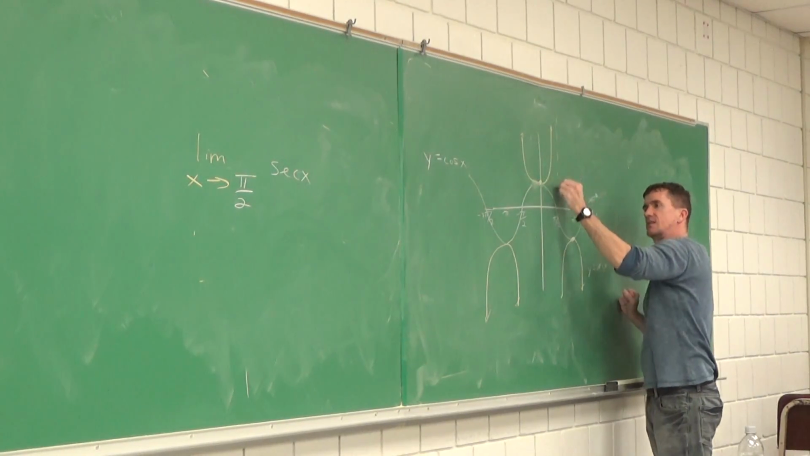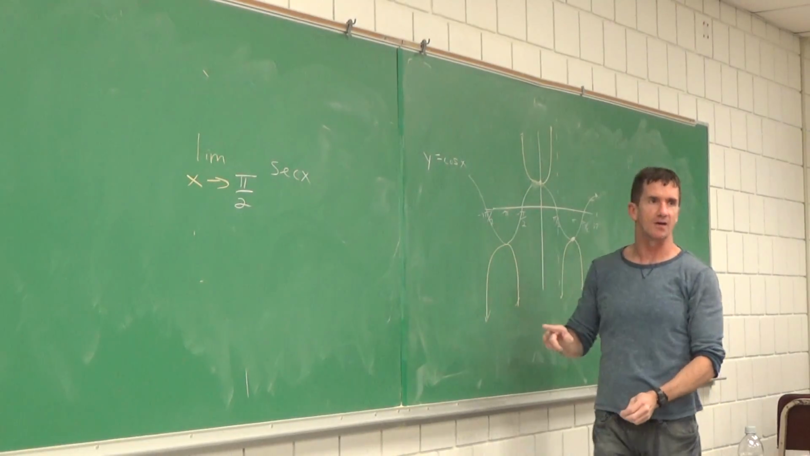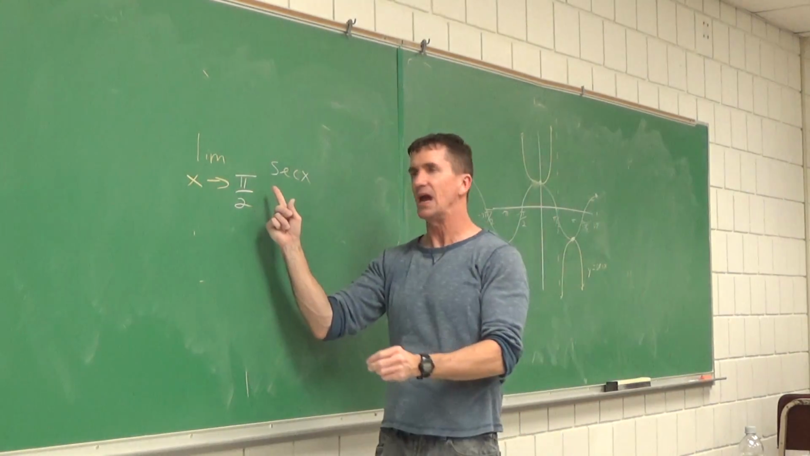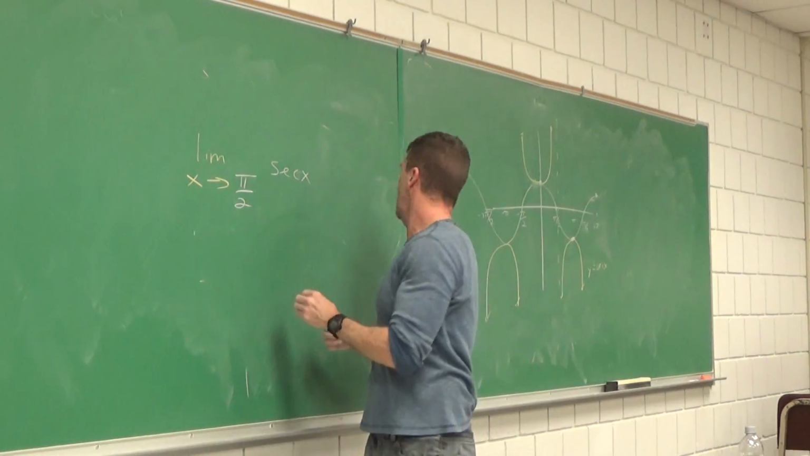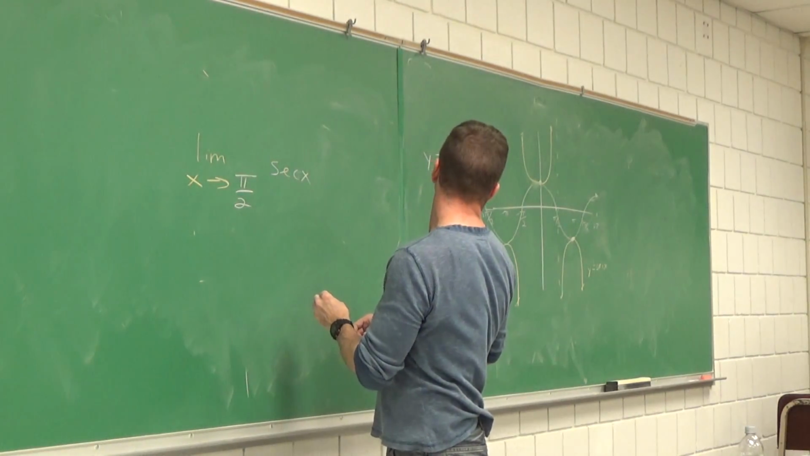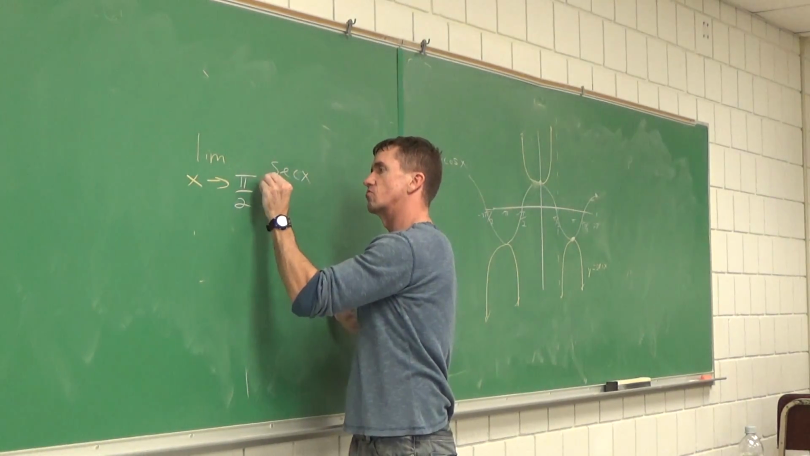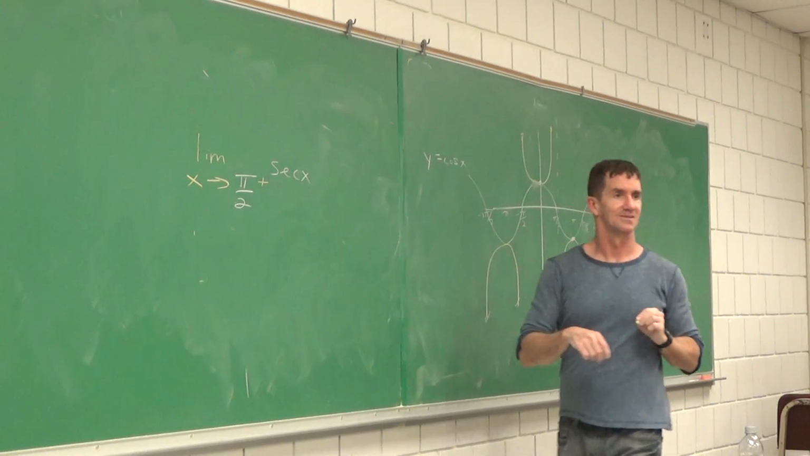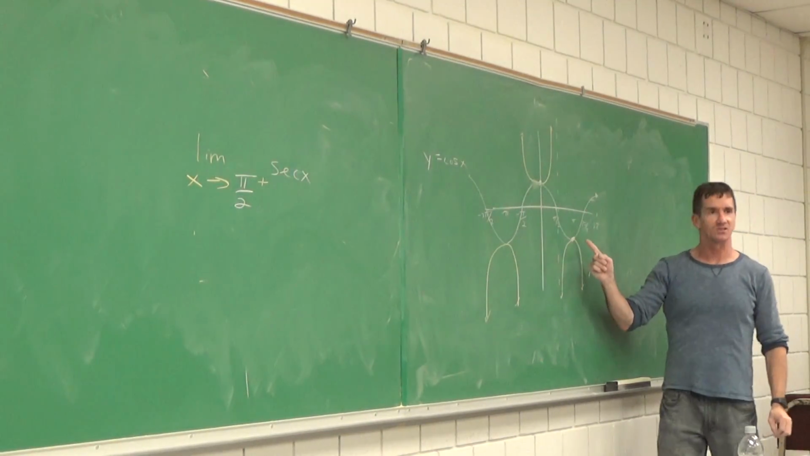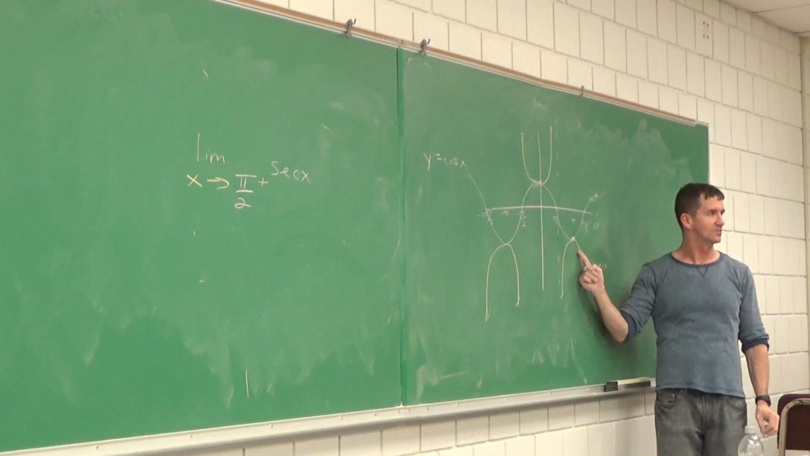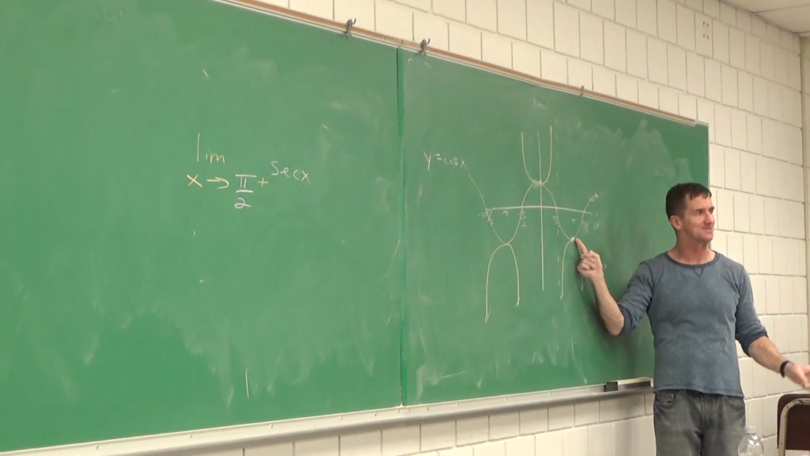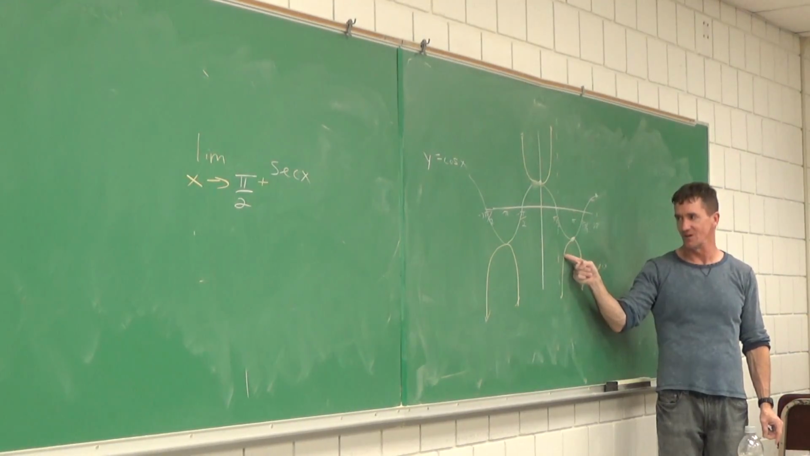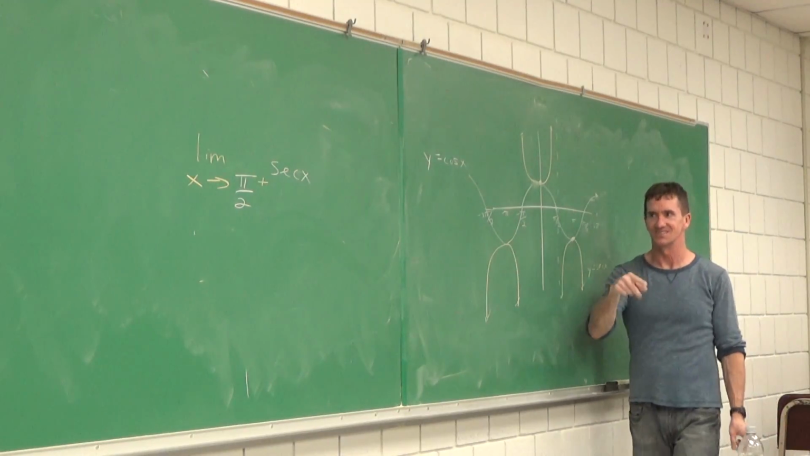So, everyone, what's the limit as x approaches pi over 2? Oh, and let me add something to this if you don't mind. How about from the right side? As you approach, look at the yellow chalk, get on this curve. As you approach pi over 2 from the right, where is it going? Good job.